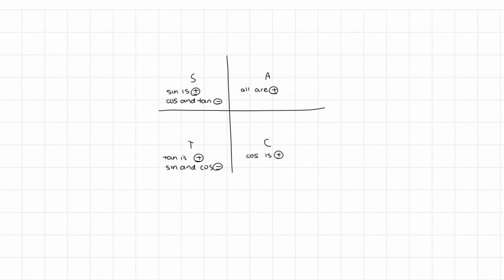And you can use this to find any angle in any quadrant. Just use All Students Take Calculus. This represents what values are positive, and any other angle will be negative, except in quadrant 1 where all values are positive.